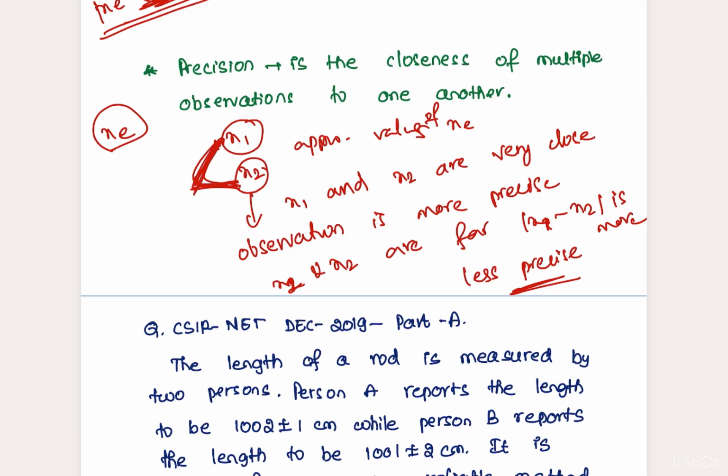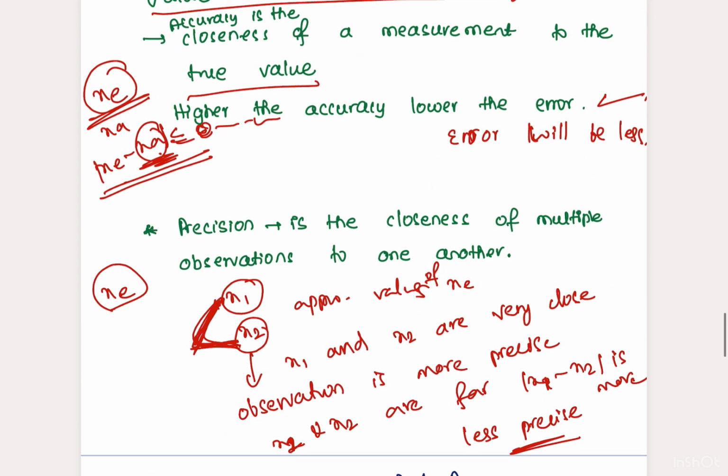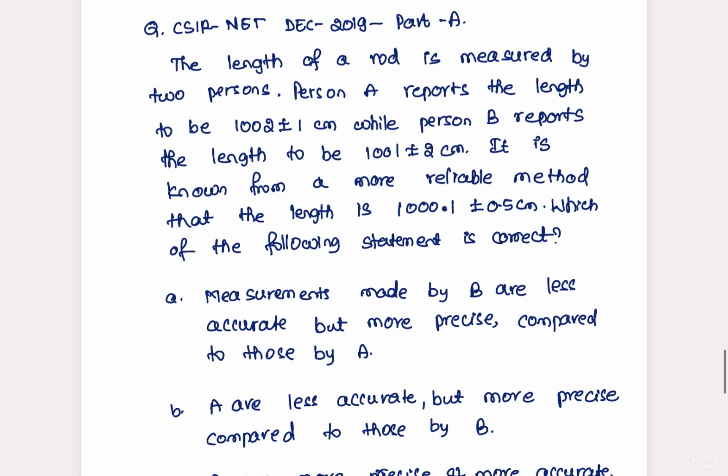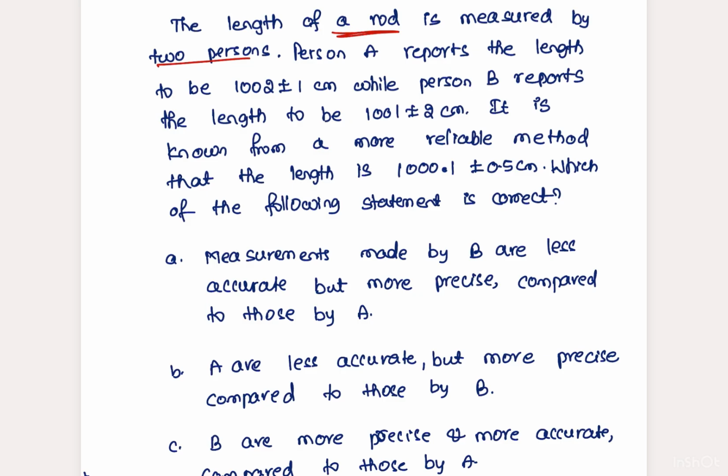Now we will see one question on the concept of accuracy as well as precision. This is a question from CSIR NET December 2019, which was asked in the Part B section. The question says the length of a rod is measured by two persons. Person A reports the length to be 1002 plus or minus 1 centimeter, while person B reports the length to be 1001 plus or minus 2 centimeter. It is known from a more reliable method that the length is 1000.1 plus or minus 0.5 centimeter. Then which of the following statements is correct?